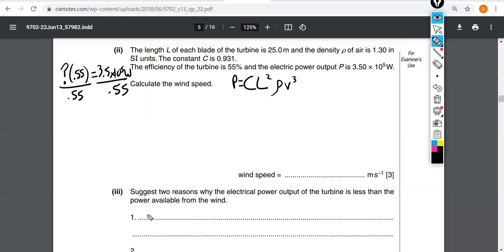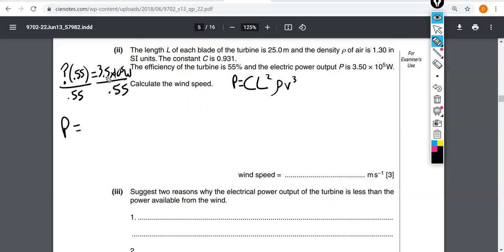And if you can preview what's to come here, part 3 of this says suggest 2 reasons why the electrical power output of the turbine is less than the power available from the wind. So we're going to have to give an explanation for this in a moment. But right now we can just quantify it. I'm going to change my question mark to a P for power here, because this will be the power available, right? That's the way they define this power. This P right here is the output power. They italicized it or something to distinguish it.